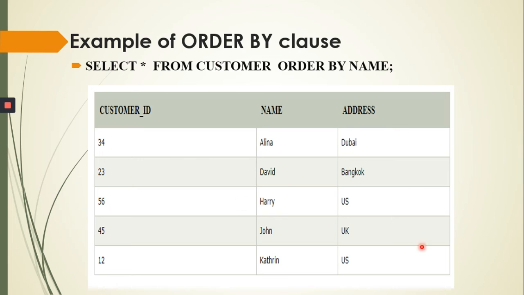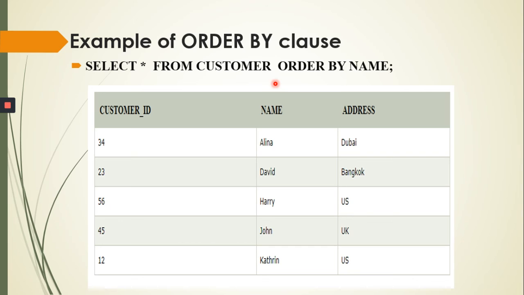So this is the example of the order by clause. We are writing order by name, providing only the column name. Each is stored in ascending order. By default our order by provides it in ascending order.